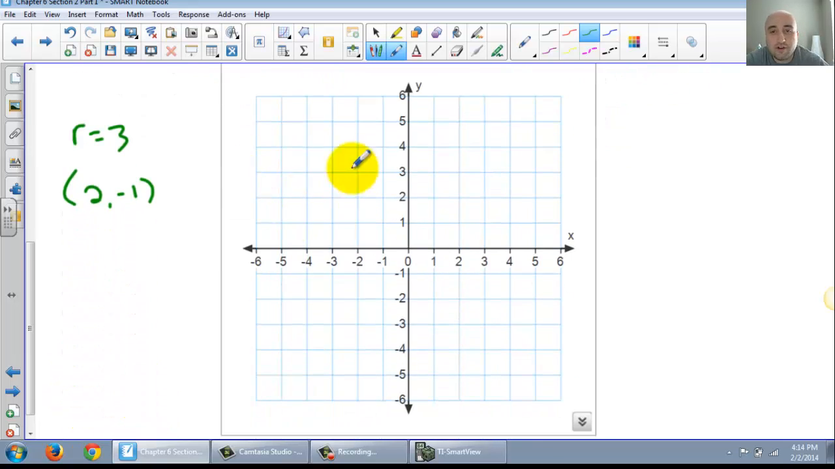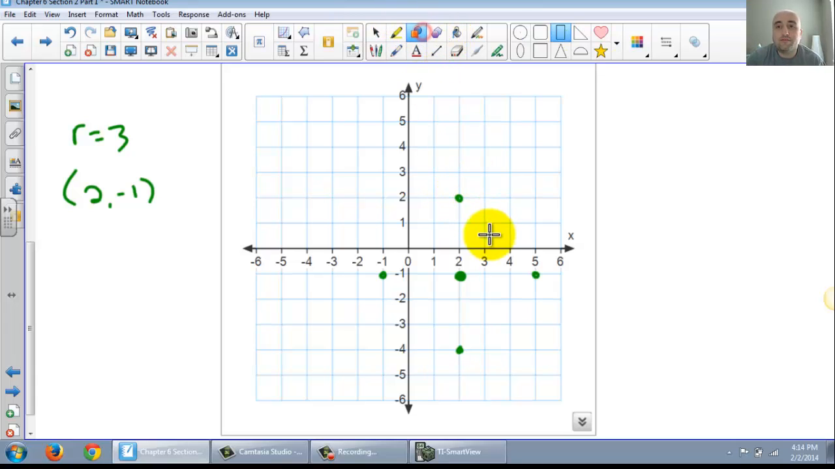All right, so we can plot this very easily. Our center is (2, -1), and every point on the circle is a radius of 3 away. So if I go up 1, 2, 3, if I go 1, 2, 3 to the right, if I go 1, 2, 3 to the left, if I go 1, 2, 3 down, this should form a circle. So let me draw this. Hopefully this will work. And there we have it.